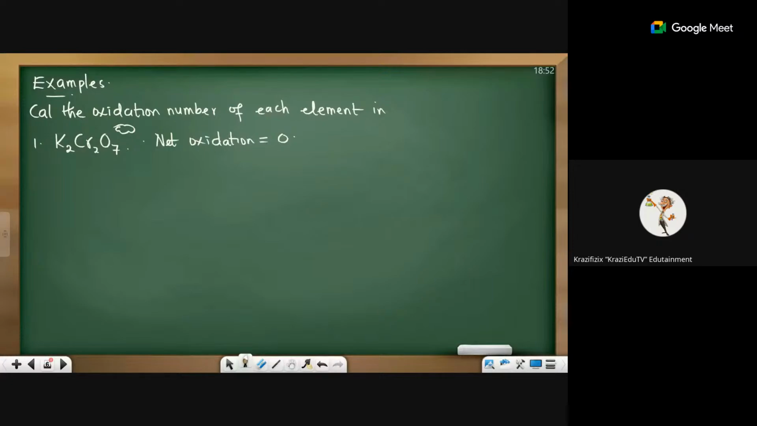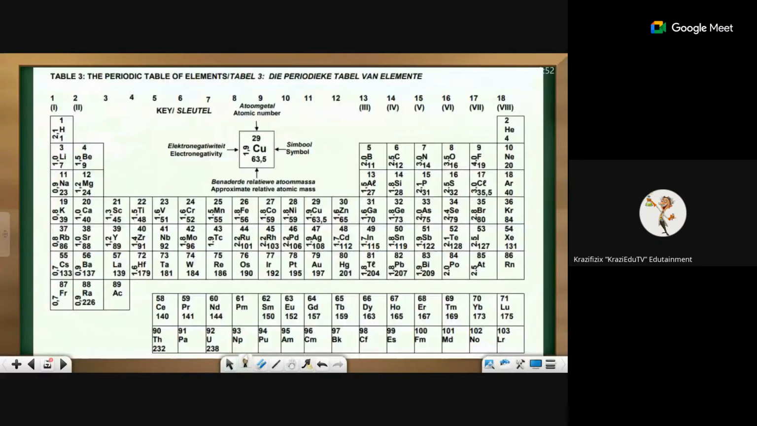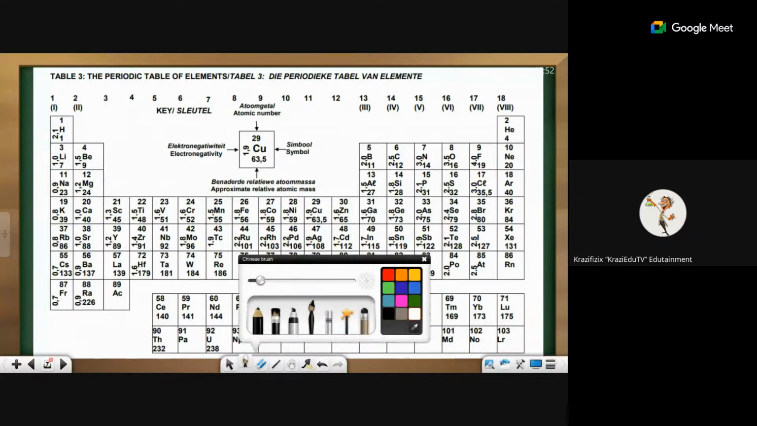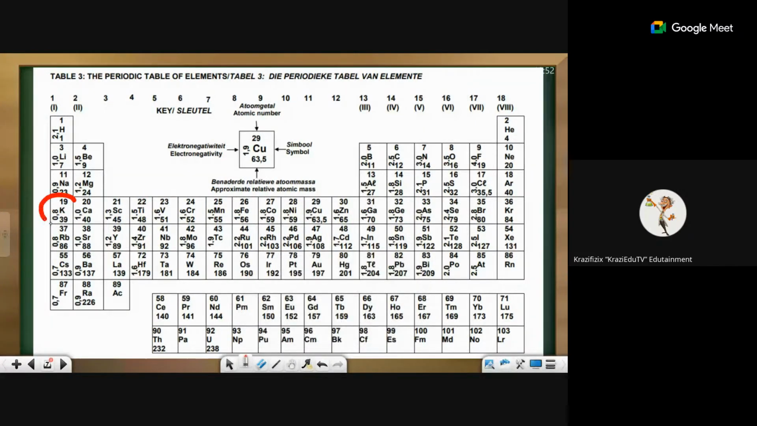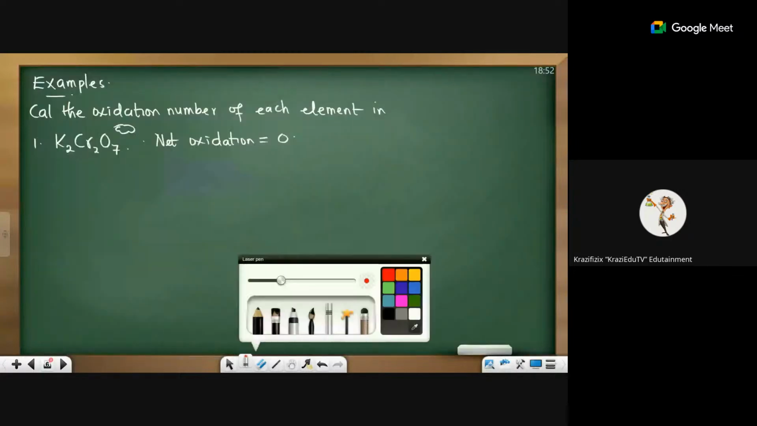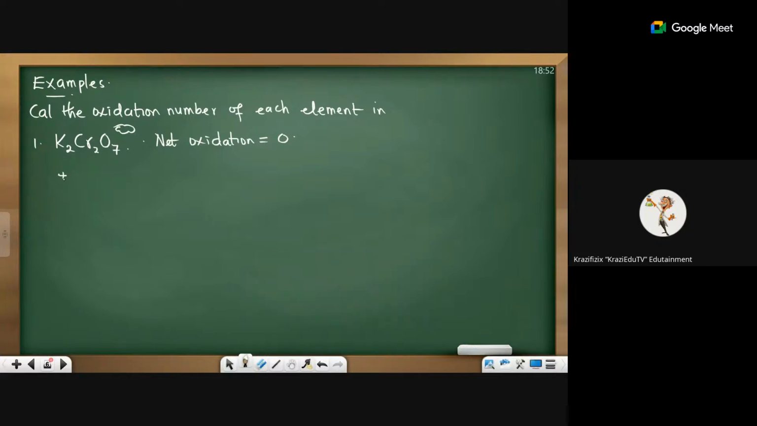If we now look at this K2, I have a periodic table here. Where is K? Potassium. Potassium is right here, group 1, which tells me oxidation number is +1. All right, now watch the maths, everybody. It is +1, but we have 2 atoms there. So it becomes what? +1 multiplied by what? 2.